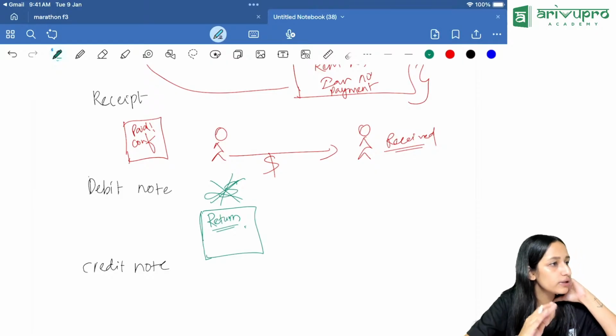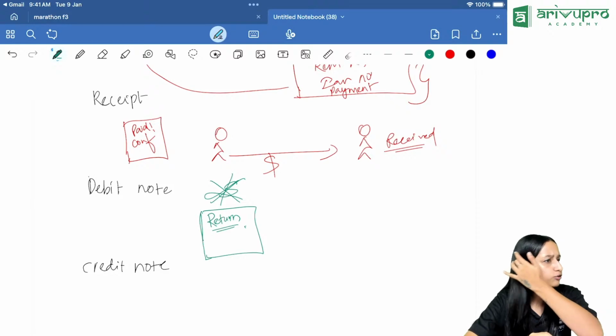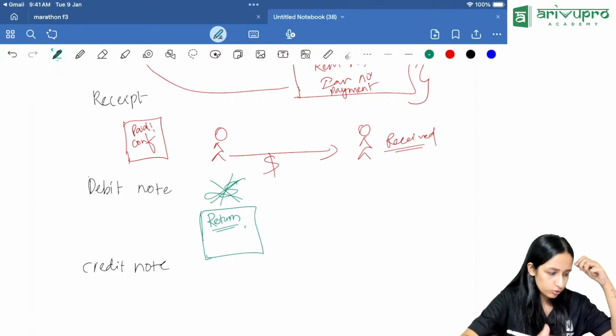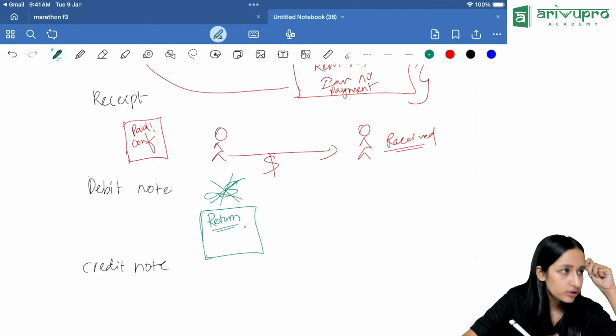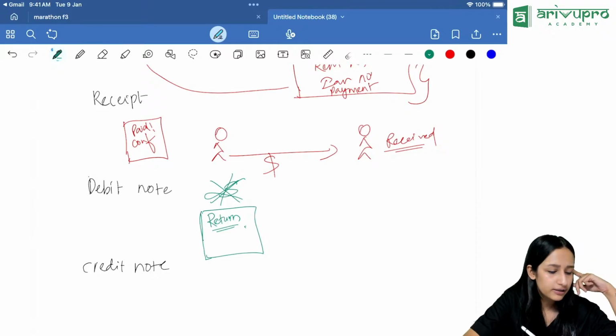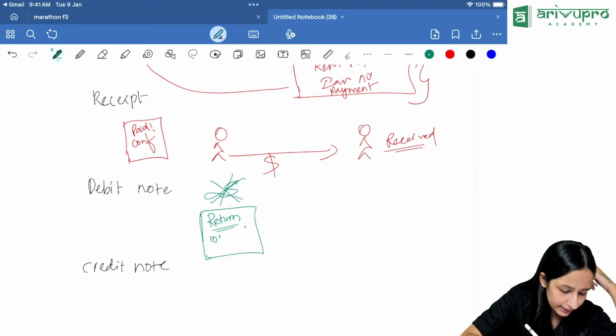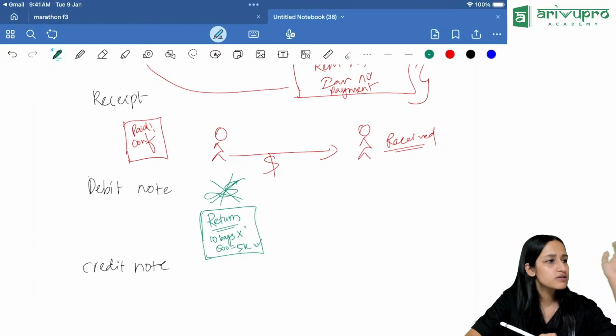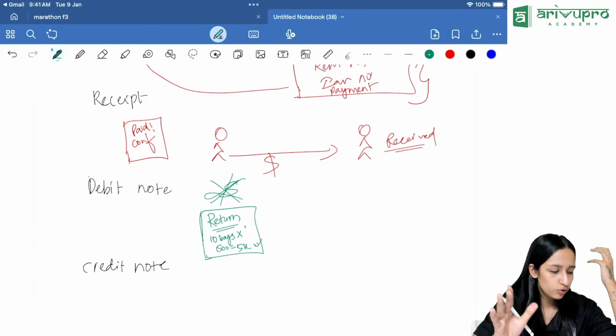He got to know that the goods are spoiled. So he's like, I do not want this anymore. I want to return the goods. So now let's say all 100 bags is too much. So let's say 10 bags are spoiled. So now 10 bags into 500 is how much? 5,000. So 5,000 he needs to get a refund and the goods need to go from here, correct?